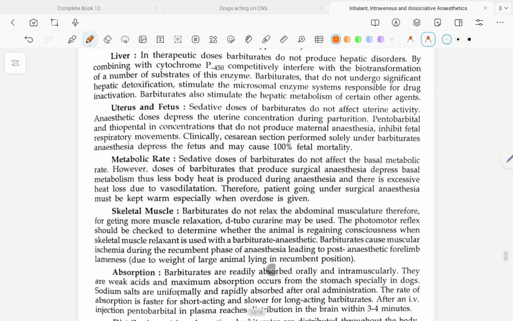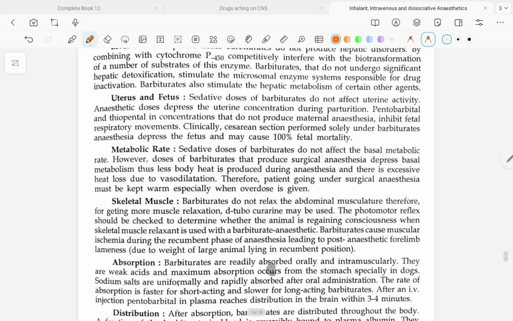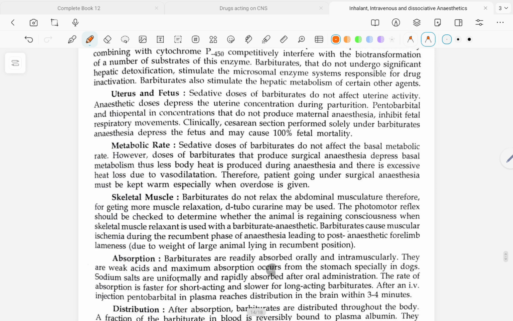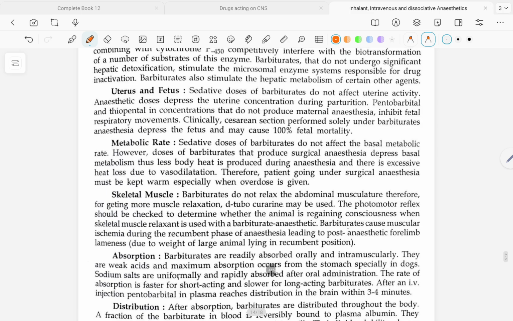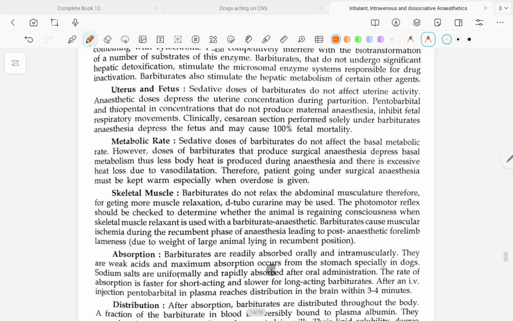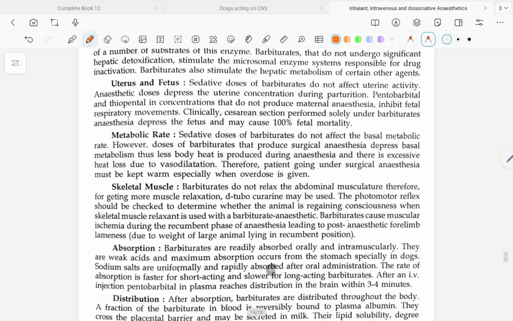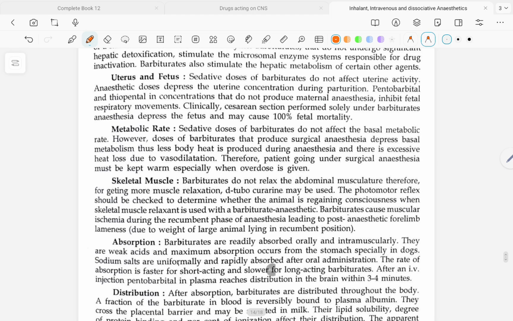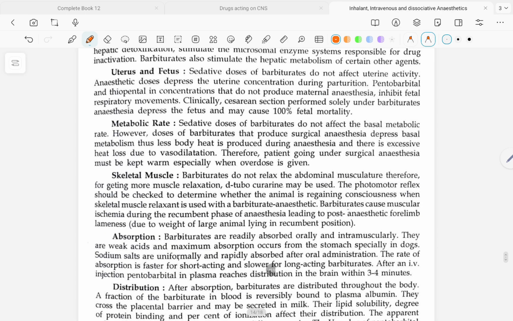Uterus and fetus. Sedative doses of barbiturates do not affect uterine activity. Anesthetic doses depress the uterine contraction during parturition. Pentobarbital and thiopental, in concentrations that do not produce maternal anesthesia, inhibit fetal respiratory movement. Clinically, caesarean section performed slowly under barbiturate anesthesia depresses the fetus and may cause 100% fetal mortality.